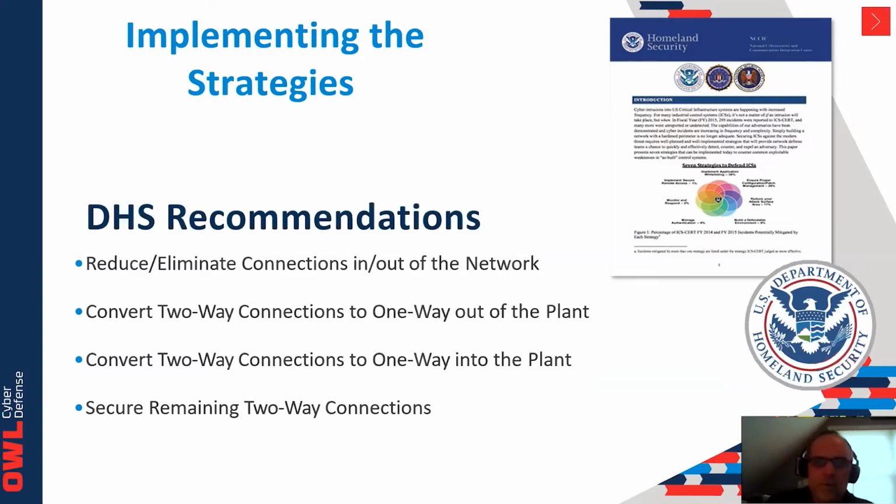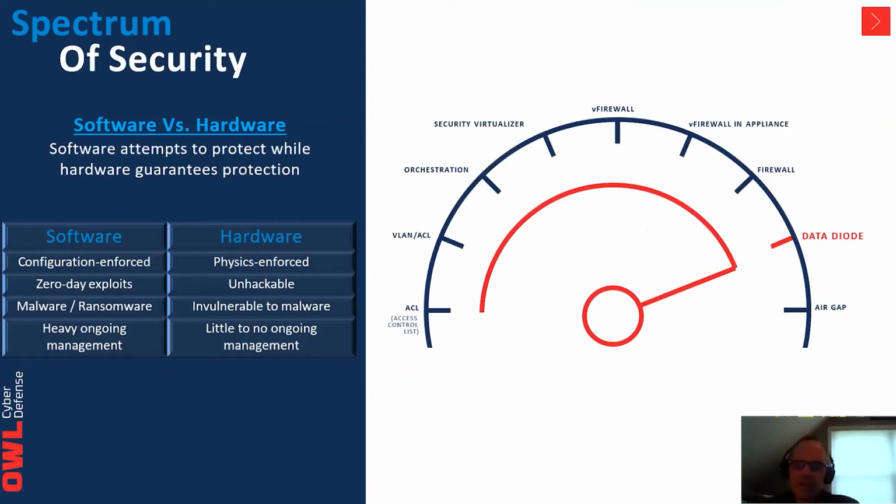So let's go a little bit further into those and think about what a diode is versus software. You look at the spectrum there, and you see data diodes all the way over to the far right, and that's the most secure option. Air gap is a point in time where you are physically, completely disconnected, and there are no communications whatsoever. We've actually had people say to us, well, you know what? Data diodes are actually even more secure than an air gap, because you're allowing business connectivity to still occur, and therefore you're reducing the possibility of people trying to bypass it.